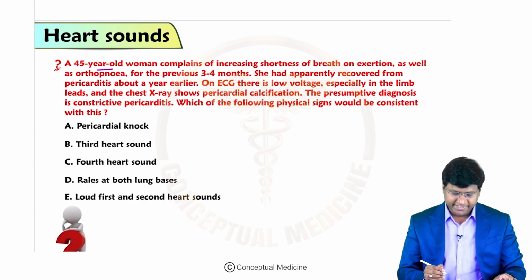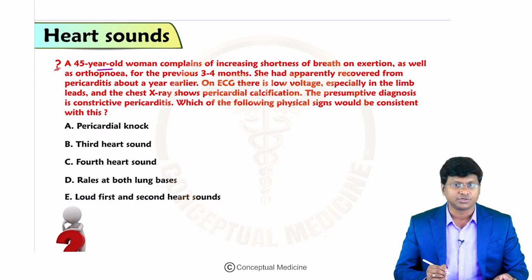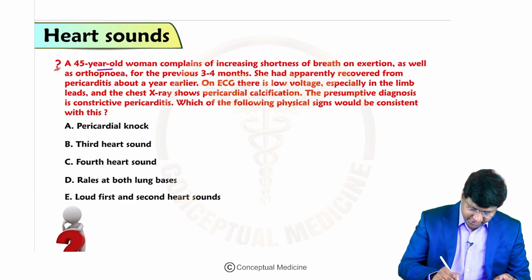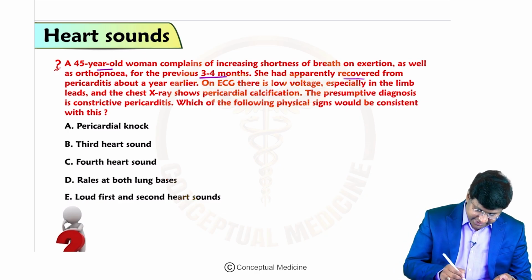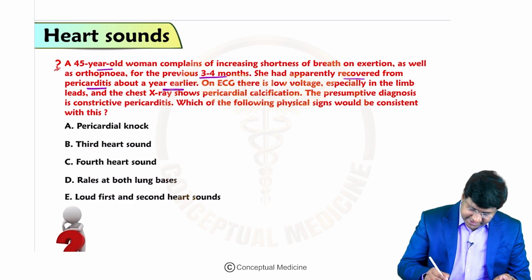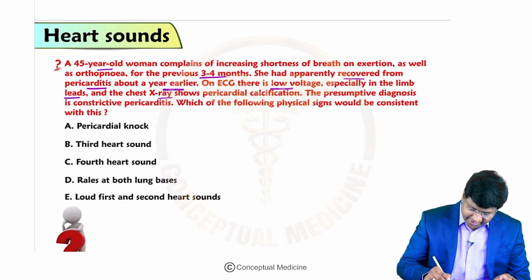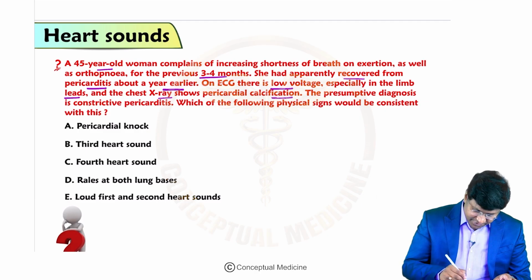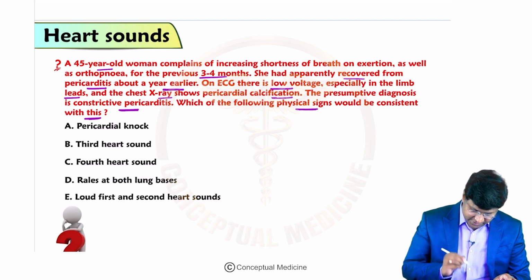a 45-year-old woman complains of increasing shortness of breath on exertion as well as orthopnea for the previous 3 to 4 months. She had previously recovered from pericarditis about a year earlier. On ECG, there are low voltage complexes, especially in the limb leads, and the chest X-ray shows pericardial calcification. The presumptive diagnosis is constrictive pericarditis. Which of the following physical signs would be consistent with this?